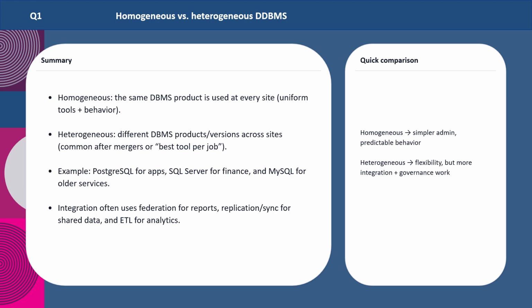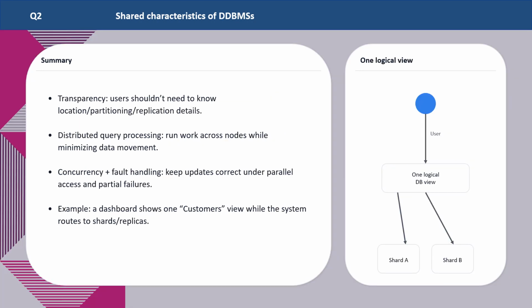So we have federation for reporting, replication or synchronization to keep shared data aligned, and ETL pipelines to pull everything into analytic and governance reporting. So the simple takeaway in slide 1 is homogeneous is simpler, heterogeneous is more flexible but requires more integration. Moving on to slide 2.